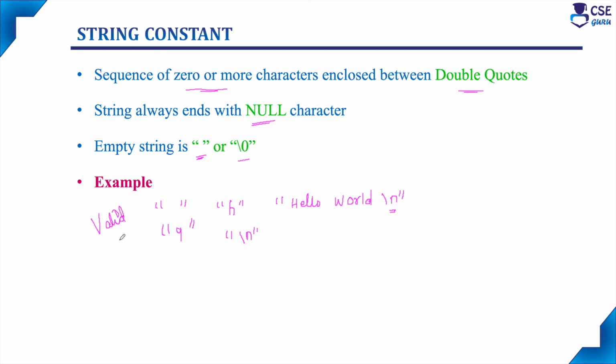And as for invalid string constants, if you include anything within single quotes, this is an invalid string constant, because this is a character constant. The null character or empty string is represented by \0, which represents no value. As a character, it is 8 zero bits, and it represents the empty string, that is, a string that contains nothing. So these are all the string constants.